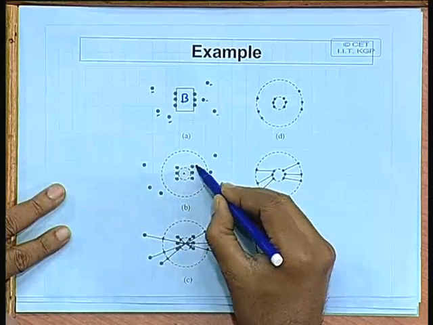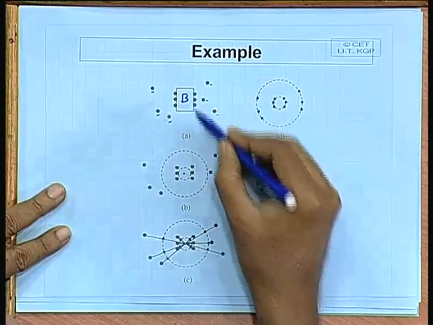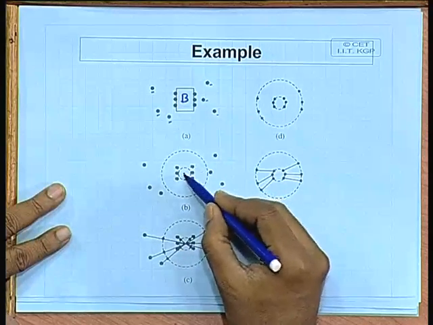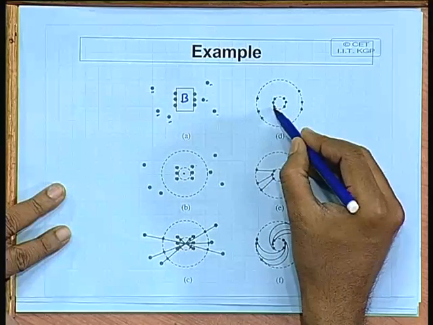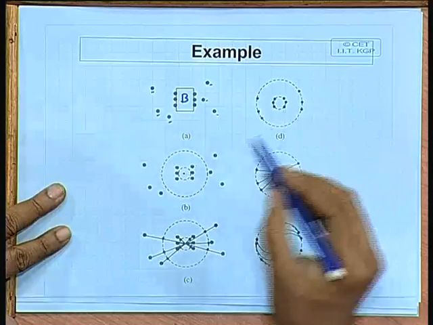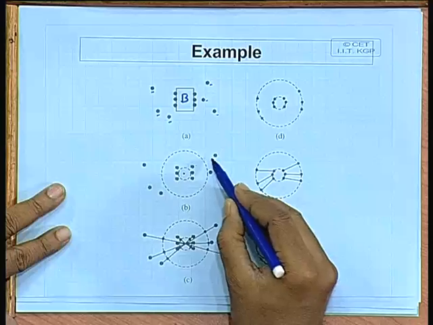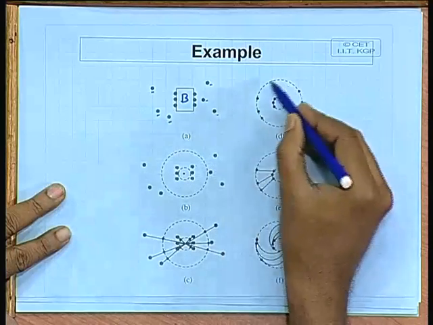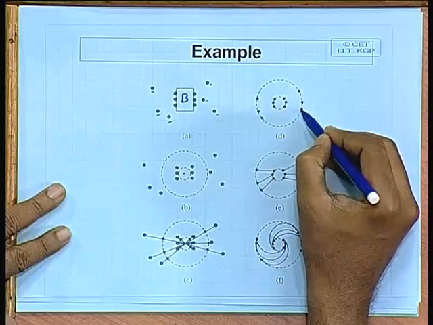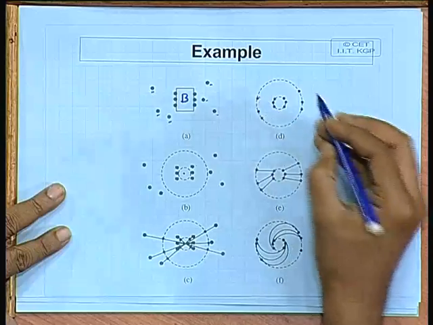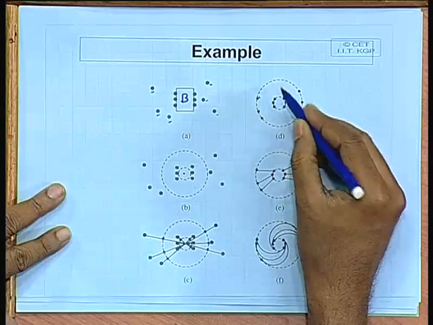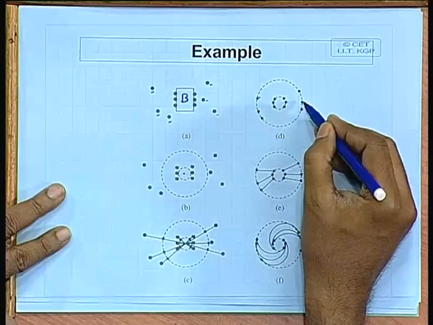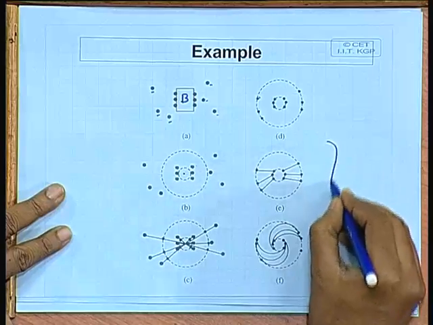So, the straight lines to the inner points corresponding to the pins of block B will be intersecting the inner circle into these 6 points. Similarly, the lines for the outer points will intersect the outer circle in these 6 points. So, now you get some points on the inner circle and some points on the outer circle. Now, these are 2 possibilities.